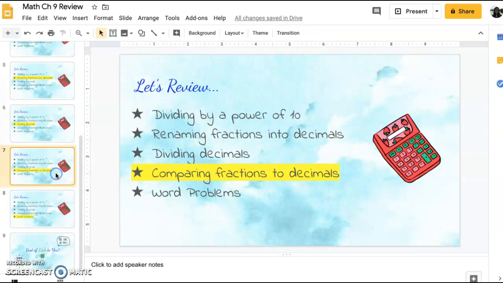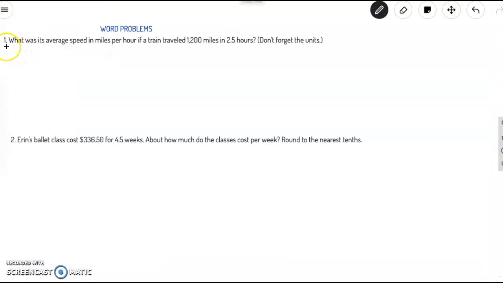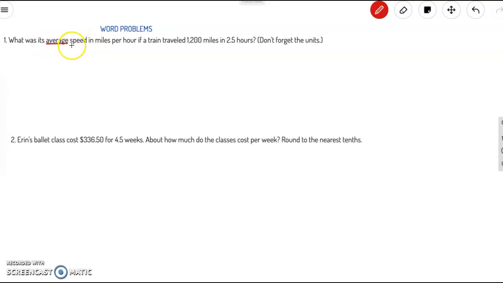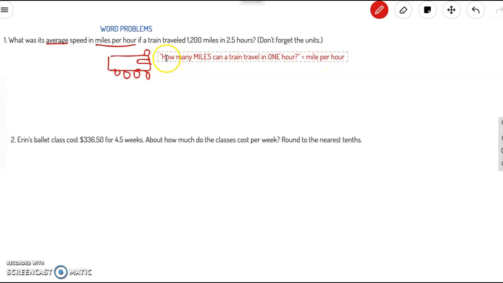Great. Finally, let's go ahead and look at some word problems. Number 1. What was its average speed in miles per hour if a train traveled 1,200 miles in 2.5 hours? Don't forget the units. Okay, it could be a little bit confusing because there's a lot of unsure words here. Well, average is the first word that we need to understand the meaning of. And it says we're looking for the speed, miles per hour. So that's like how many miles can a train travel in 1 hour?